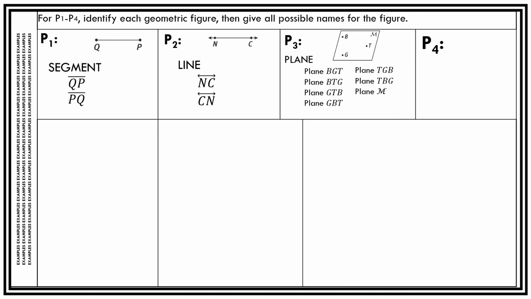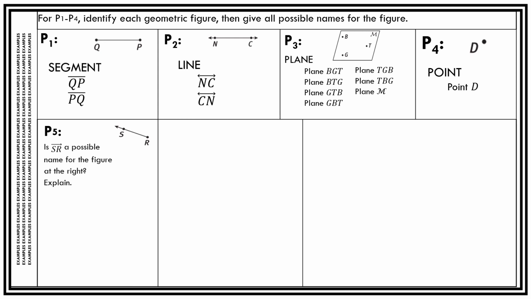Okay? The hardest one on here, P4, I have a dot with a capital D next to it. This is obviously a point, and then the only name for this would be point D. Okay, hardest one on the page right there. Moving on, P5. We've got this ray right here.